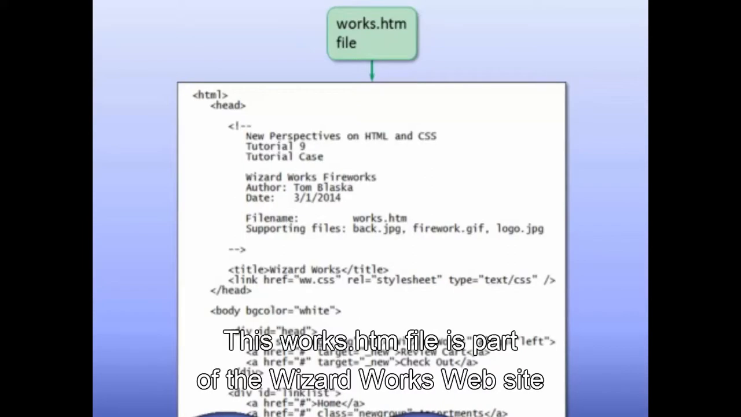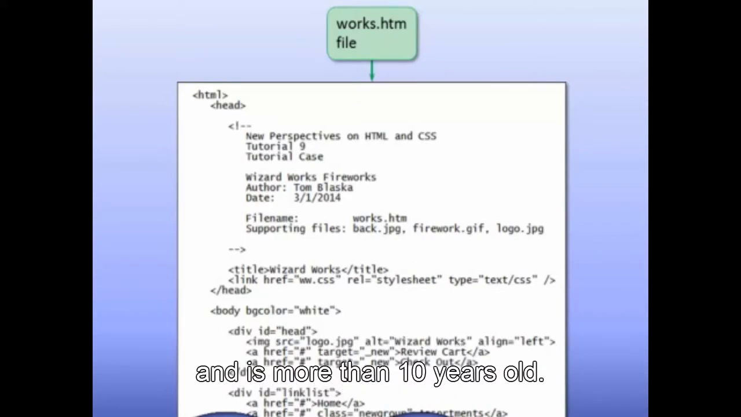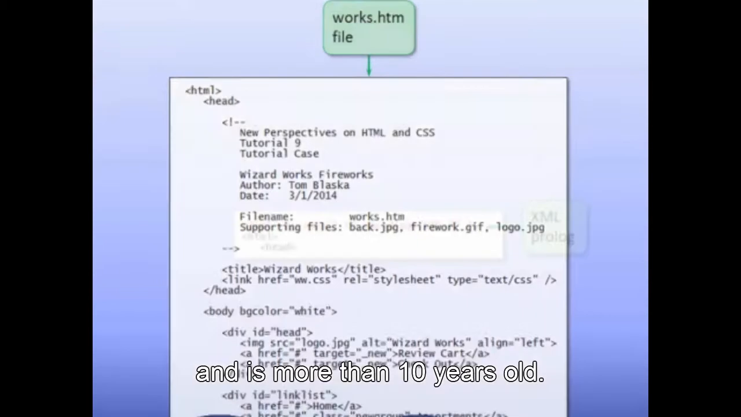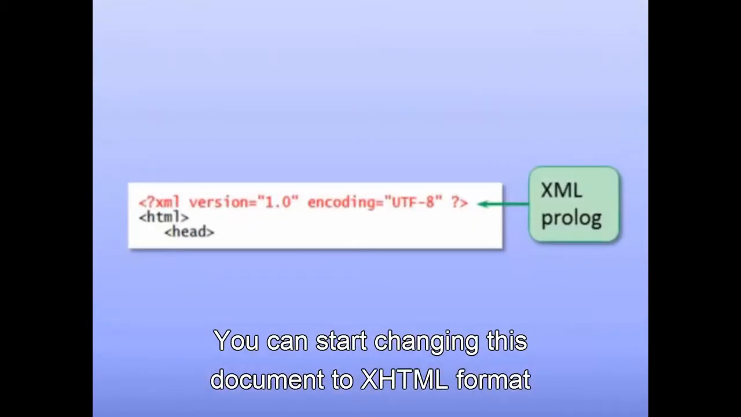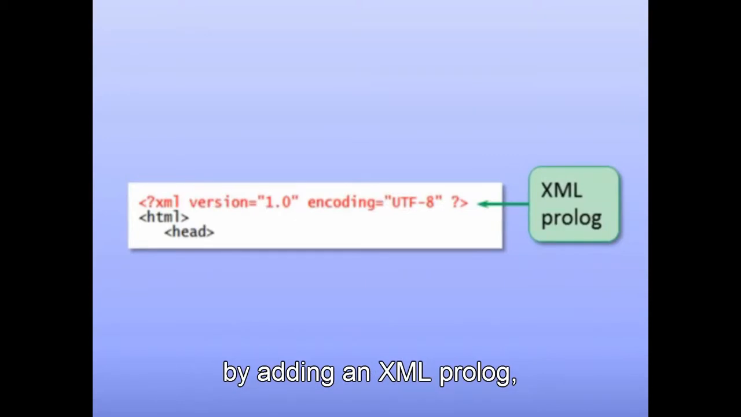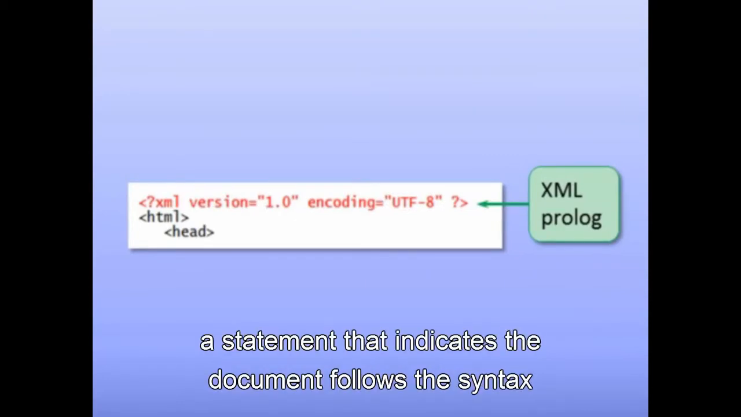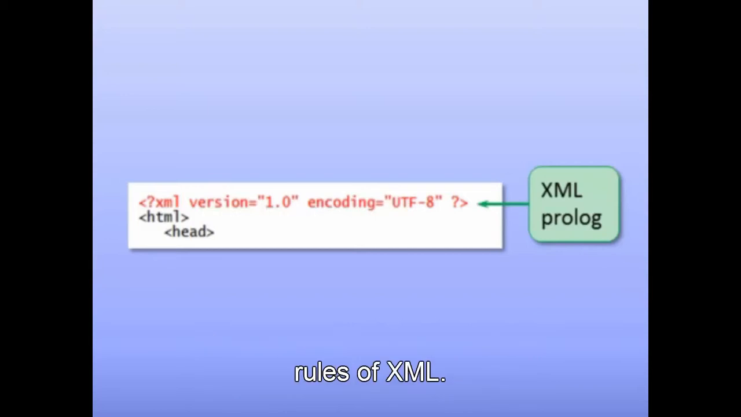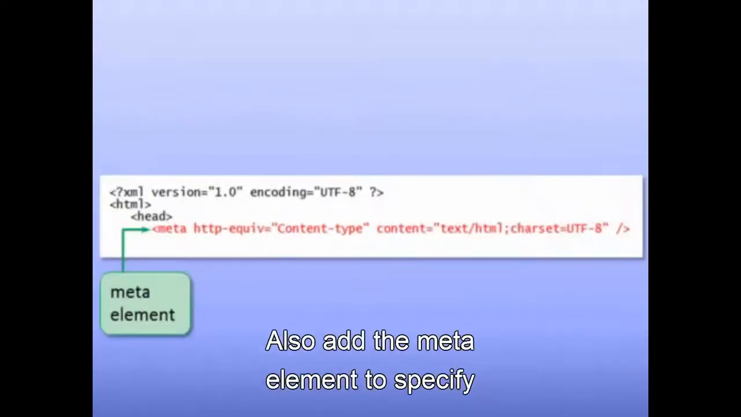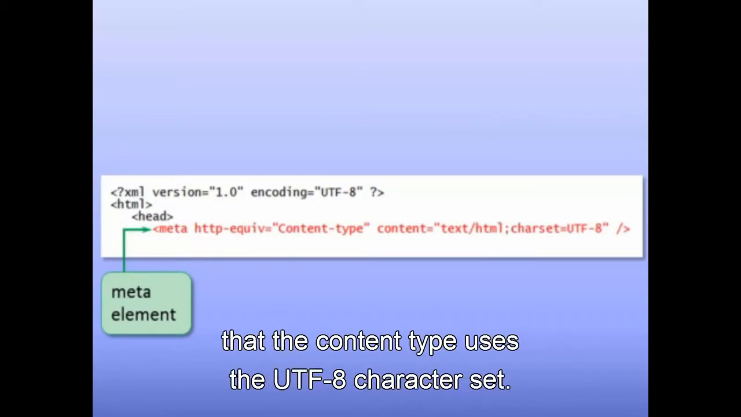This works.html file is part of the WizardWorks website and is more than 10 years old. You can start changing this document to XHTML format by adding an XML prologue, a statement that indicates the document follows the syntax rules of XML. Also add the meta element to specify that the content type uses the UTF-8 character set.